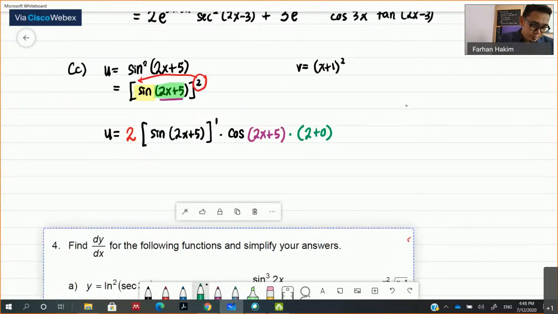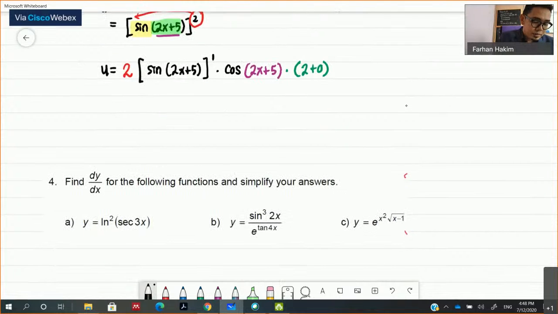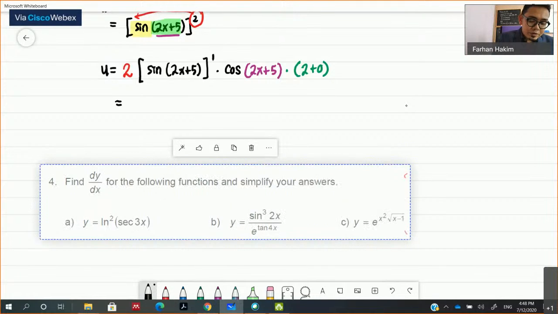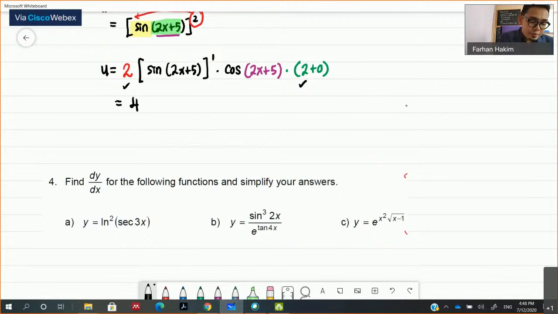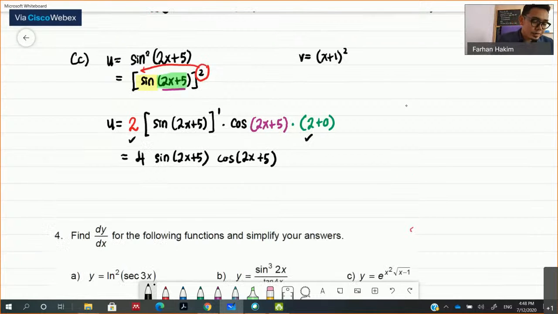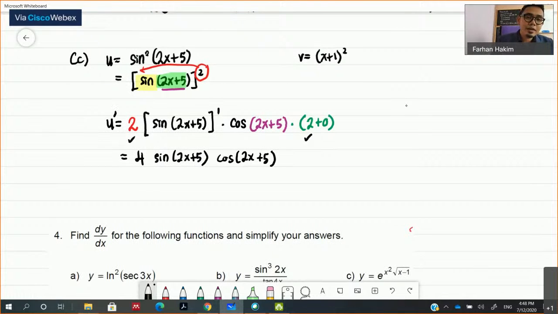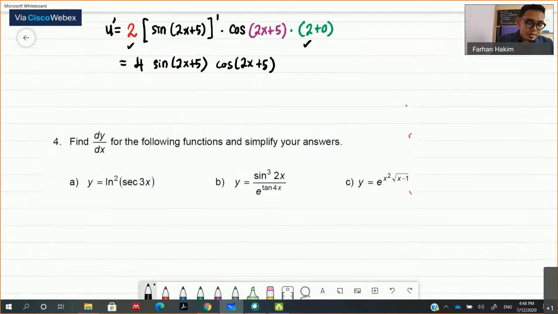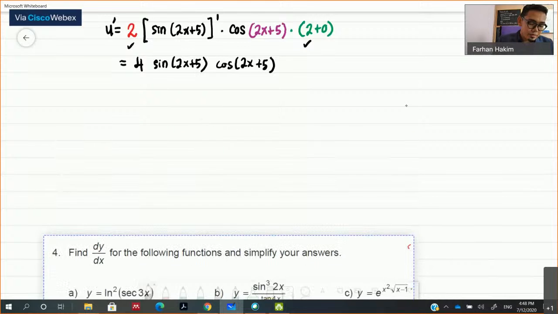Actually, when you simplify this, it will give us 2 multiplied with 2 will get 4. 4 of sine of 2x plus 5 cos of 2x plus 5. So we have these. All right. So sorry, this is u prime. All right. I'm finding u prime here. Okay. So I'm going to move it here.